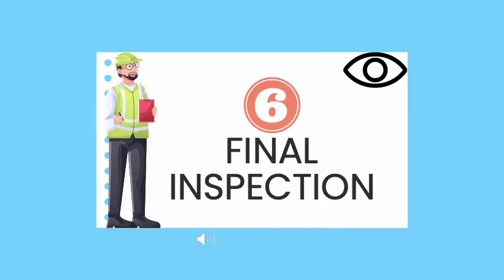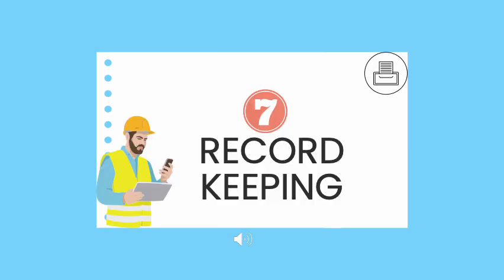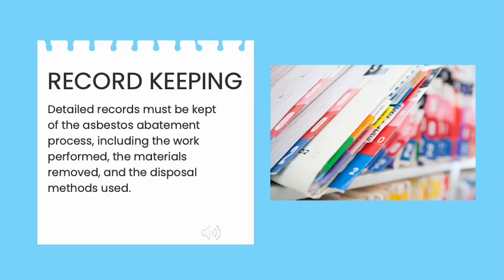Final inspection. A final inspection is carried out to ensure that all asbestos-containing materials have been removed, and the area is safe for the continuation of work. Record keeping. Detailed records must be kept of the asbestos abatement process, including the work performed, the materials removed, and the disposal methods used.